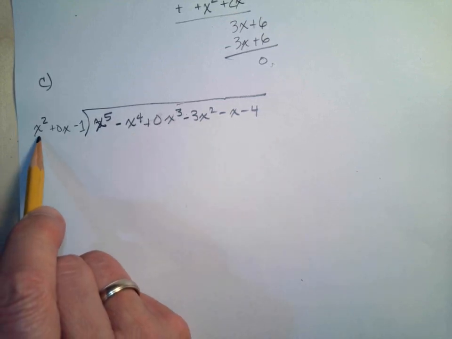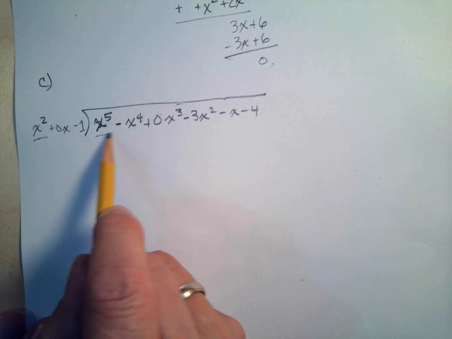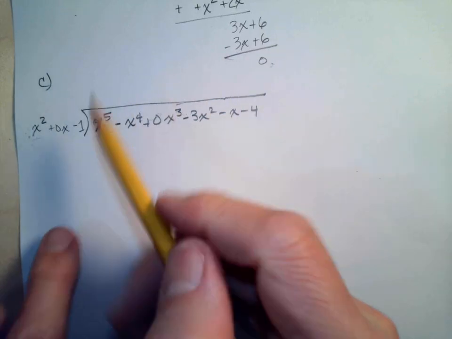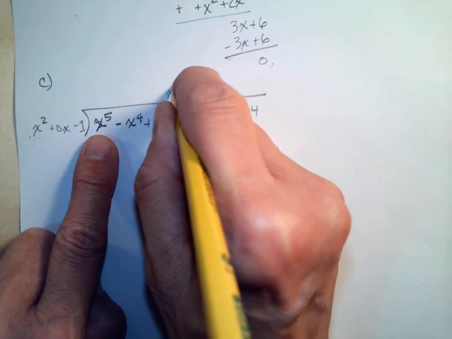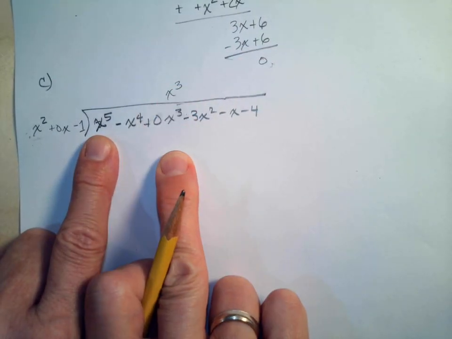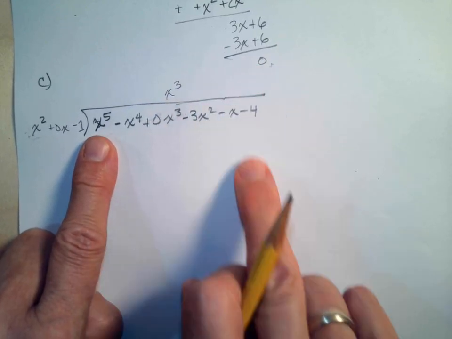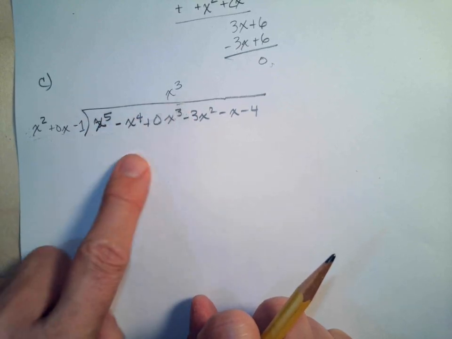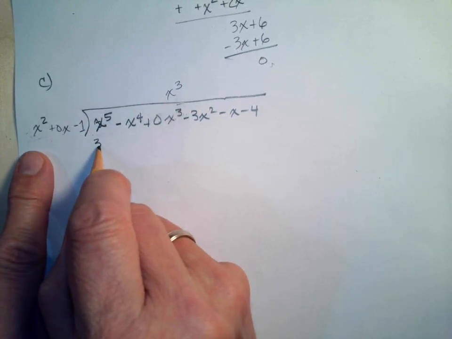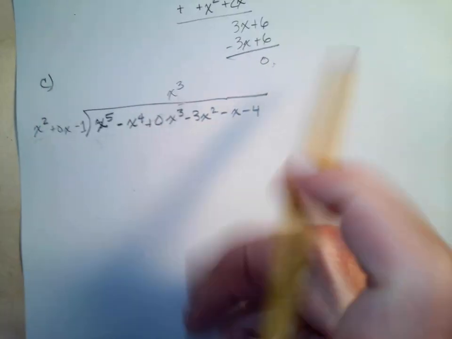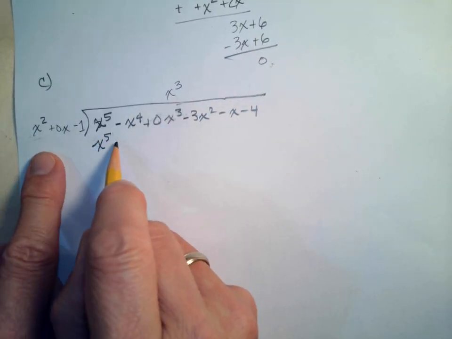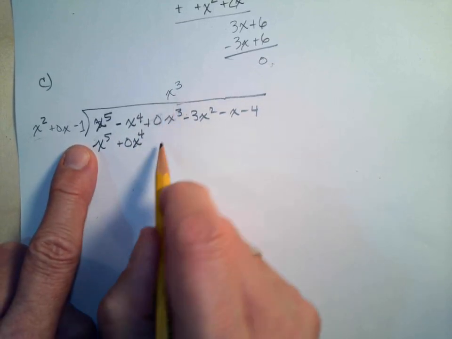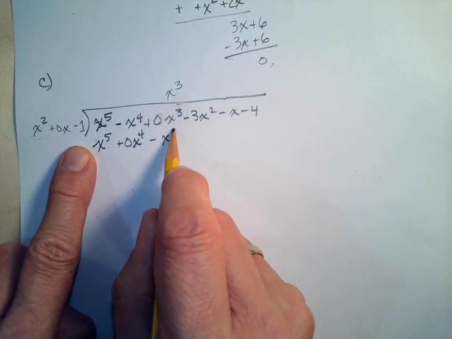First, I'm going to say what times x squared, the first thing, gives me this first thing. So x squared times what gives me x to the 5th? That's x cubed. And notice I put it above my x cubed, so I keep my like terms lined up. All right, I multiply these 3 things by this, and I put the result here. So that's going to be x to the 5th plus 0x to the 4th, and then minus x cubed.